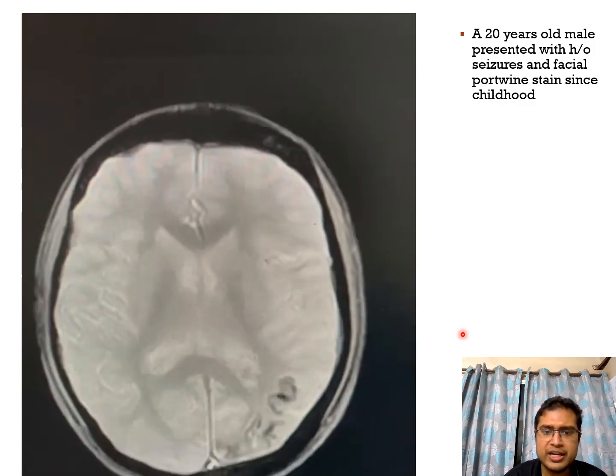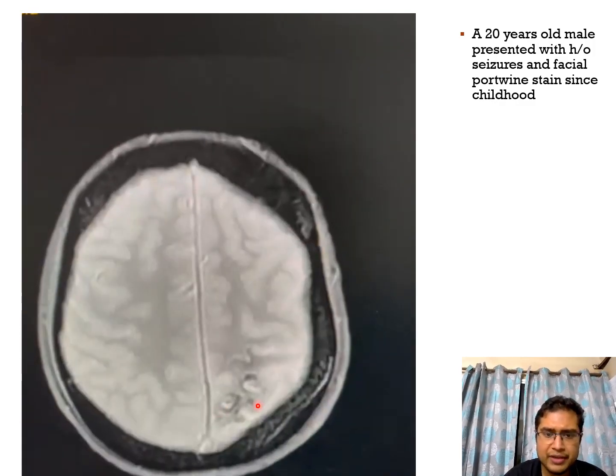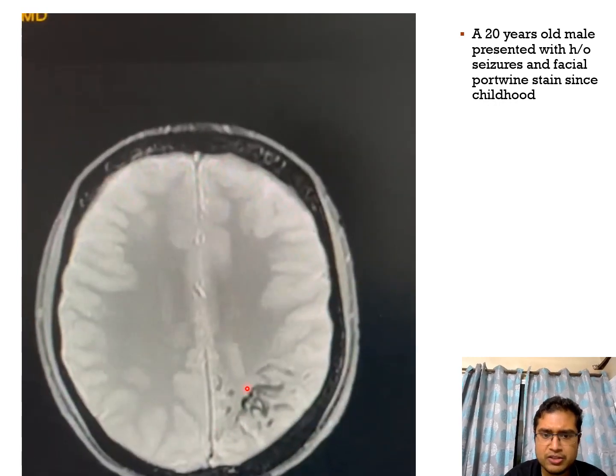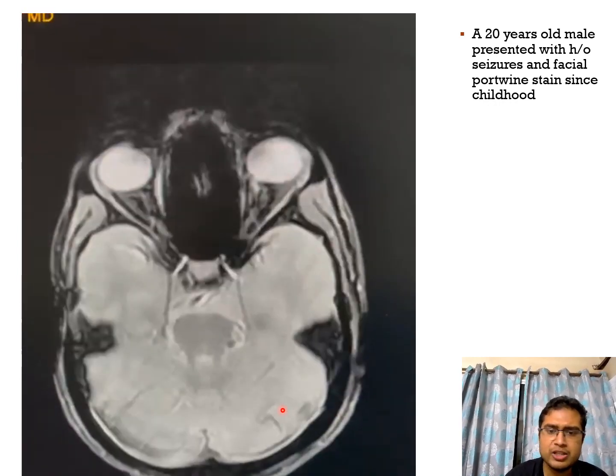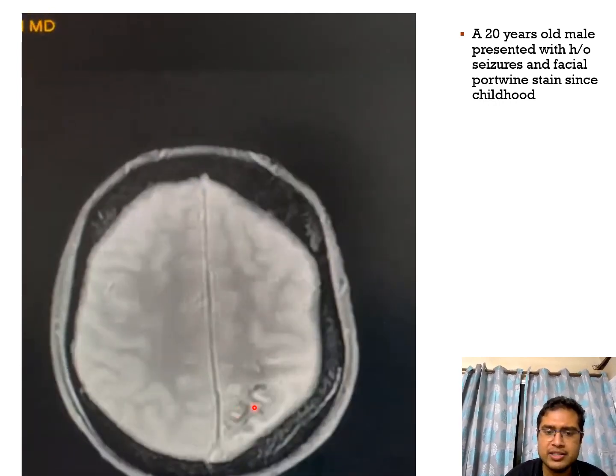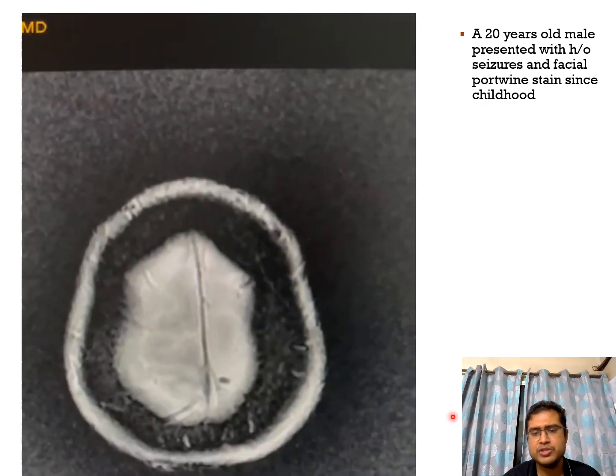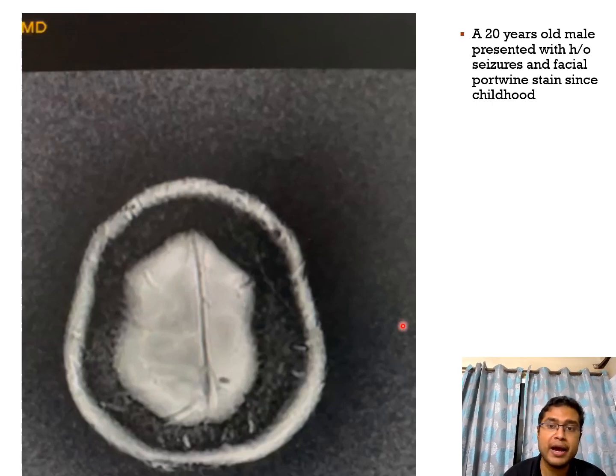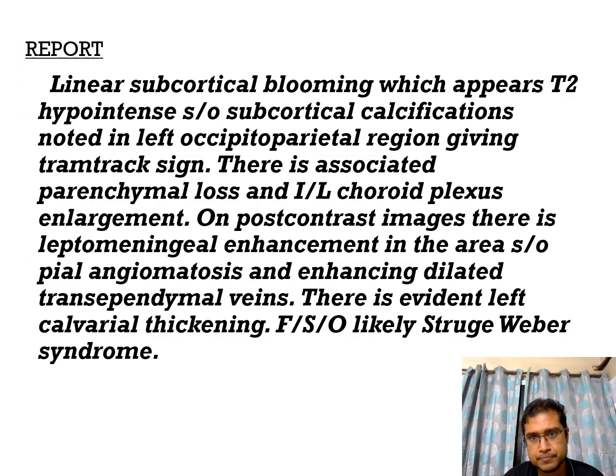And these are the GRE images, axial section. Again, we can see linear areas of blooming, that is, the areas which were T1 and T2 hypointense show blooming on GRE, which is suggestive of calcification in the cortical and subcortical region along with parenchymal loss. Then there are dilated transependymal veins as well as ipsilateral choroid plexus dilatation, and also abnormal leptomeningeal enhancement, which is suggestive of pial angiomatosis. Hence the diagnosis here is Sturge-Weber.